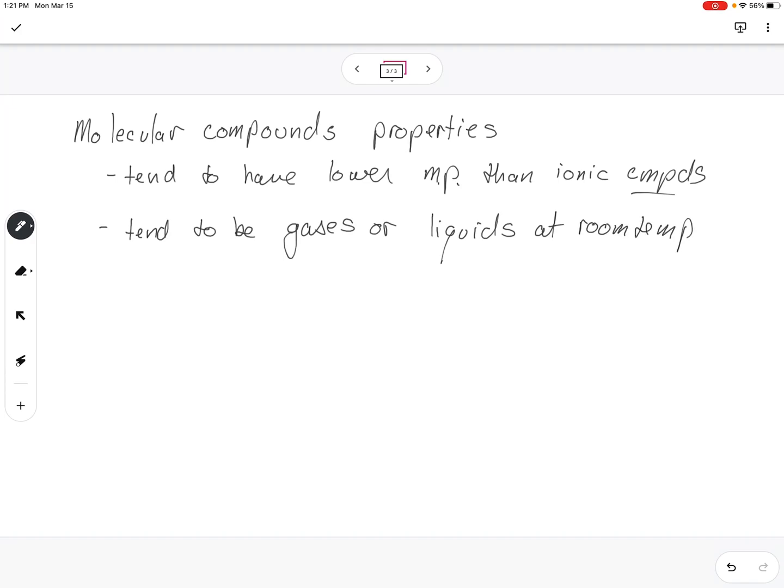And molecular compounds form between nonmetals. And we will look at all of these things in a little more detail in class.